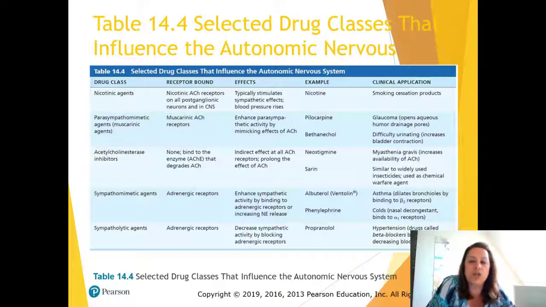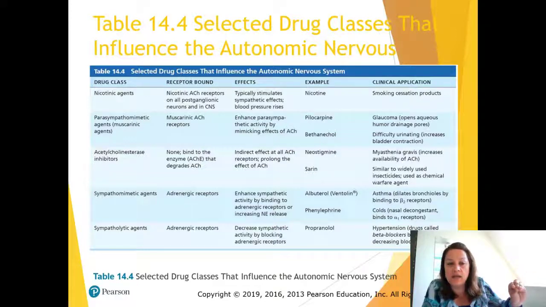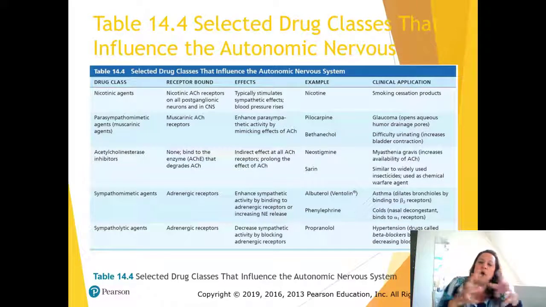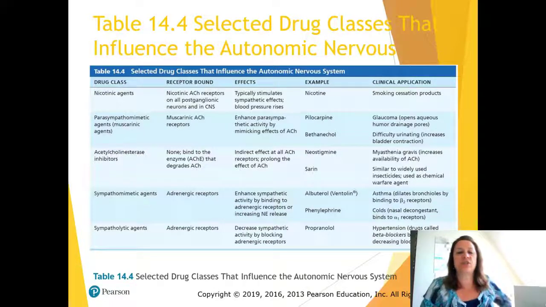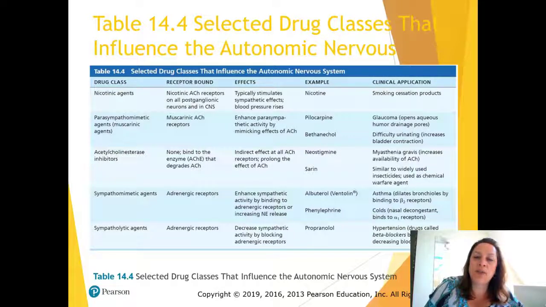Bethanechol, right? Bethanechol is going to increase bladder contraction, right? So that's going to work on what's called a muscarinic ACh receptor in the parasympathetic. So it's going to cause bladder contraction, right? Parasympathetic, rest and digest. So take a look at these, right? Albuterol and propranolol, right, for hypertension. These all work on the autonomic nervous system.